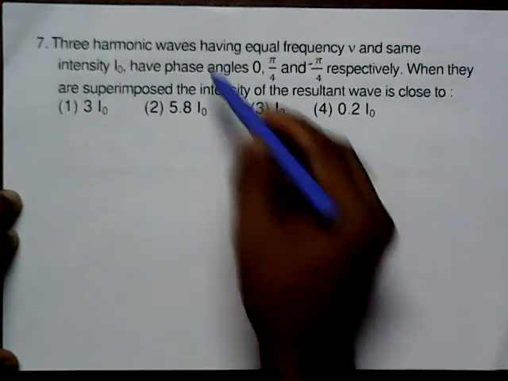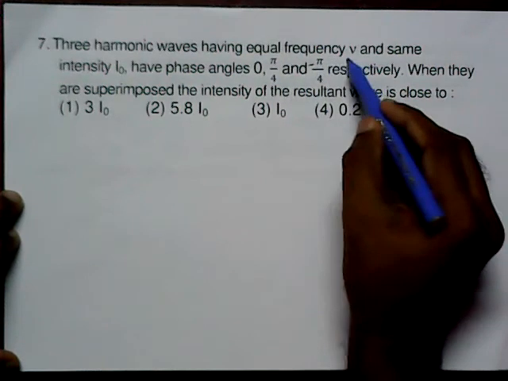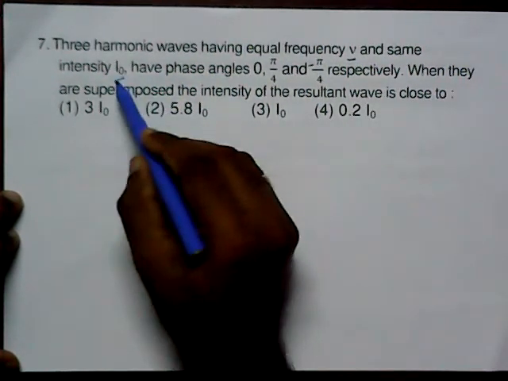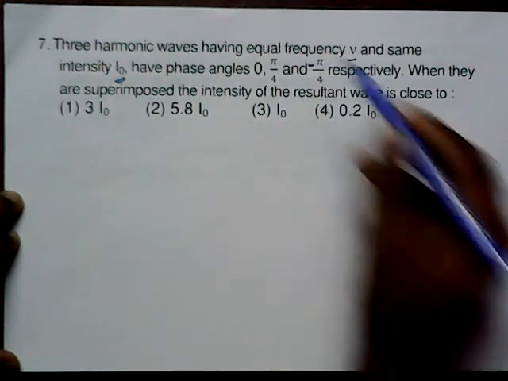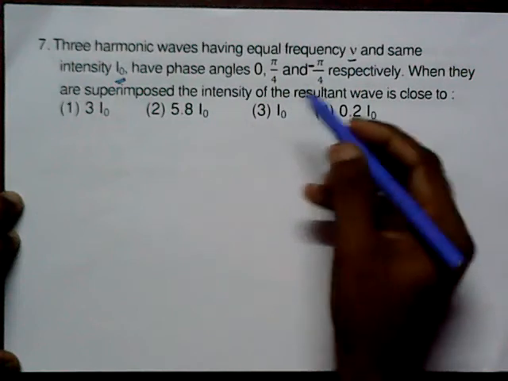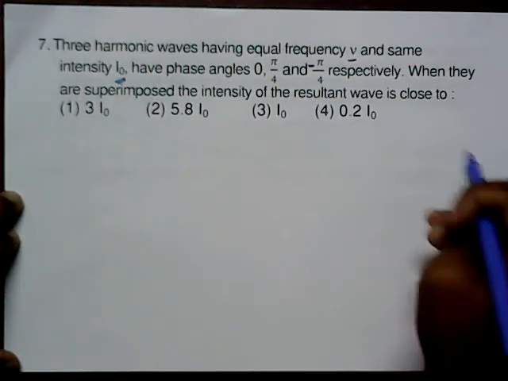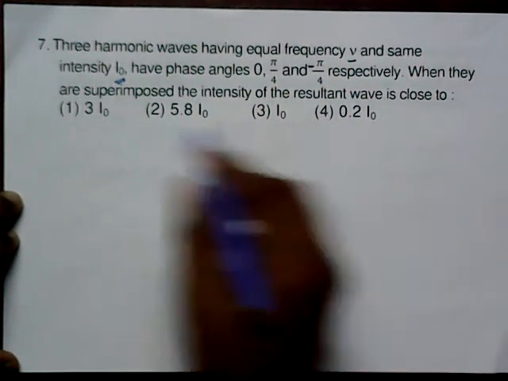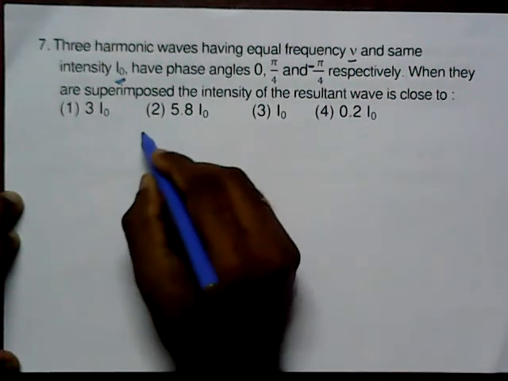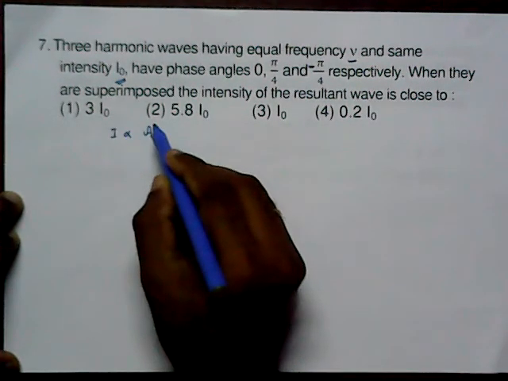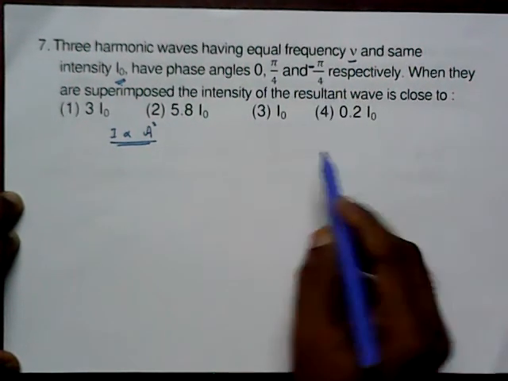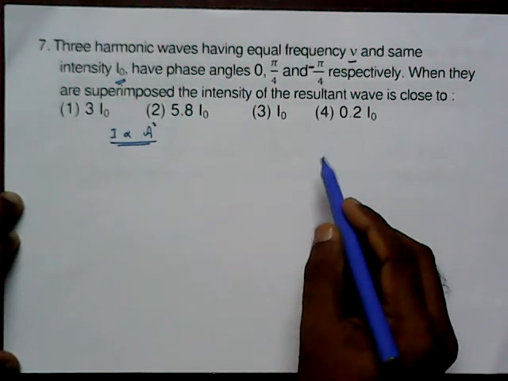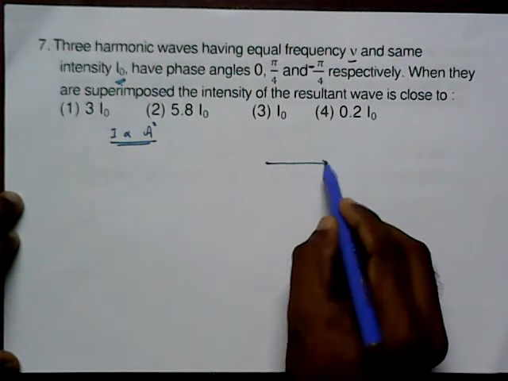Number 7. Three harmonic waves having equal frequency nu and the same intensity I0 have phase angles 0, pi by 4 and minus pi by 4. When they are superimposed, the intensity of the resultant wave is? So it is so simple. Suppose it is in connection with the amplitude. You know that I is proportional to amplitude square. And here the 3 waves are there. We can plot those 3 waves, and this is one wave as A.